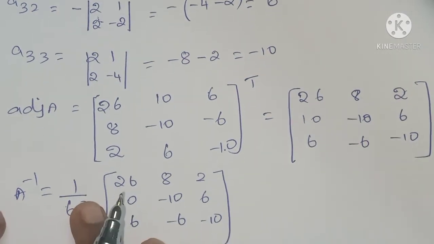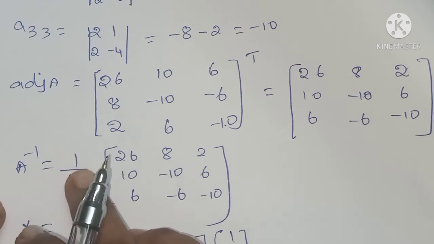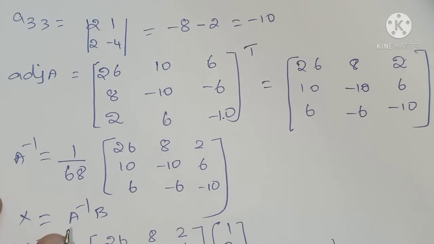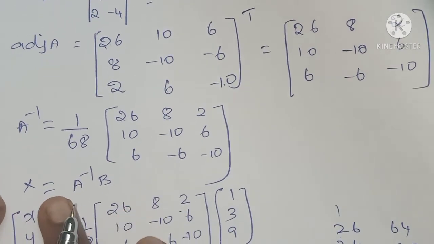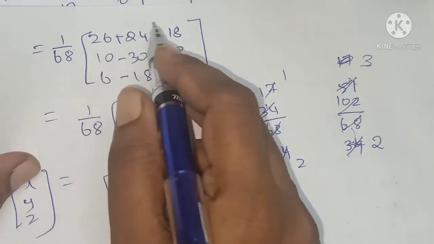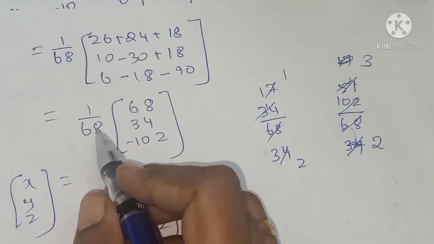Now the value of A inverse is 1 divided by determinant of A into adjoint of A. That is written. Now we take the solution: x is equal to A inverse B. X, that is x, y, z, is equal to A inverse, and A inverse is this value into B. So when we multiply and solve, we get 68, 34, minus 102 into 1 by 68.